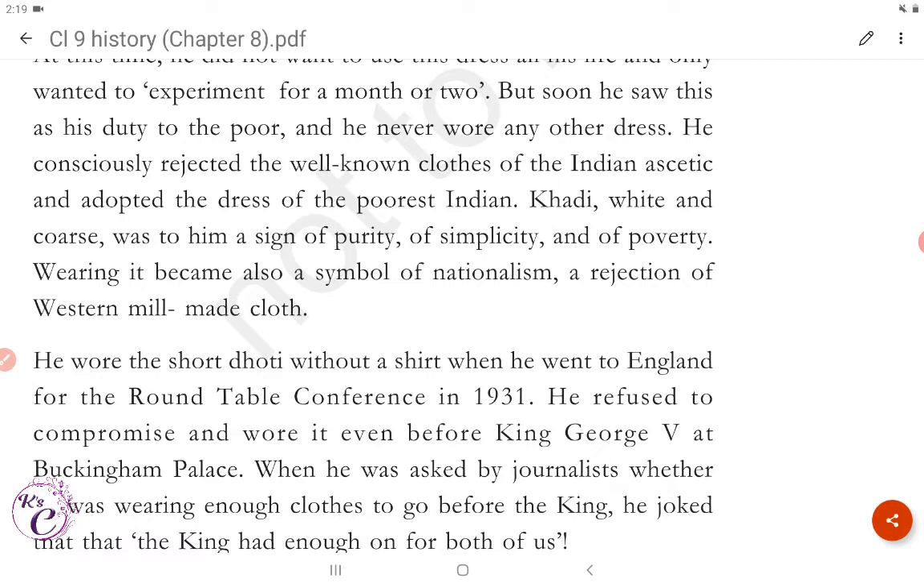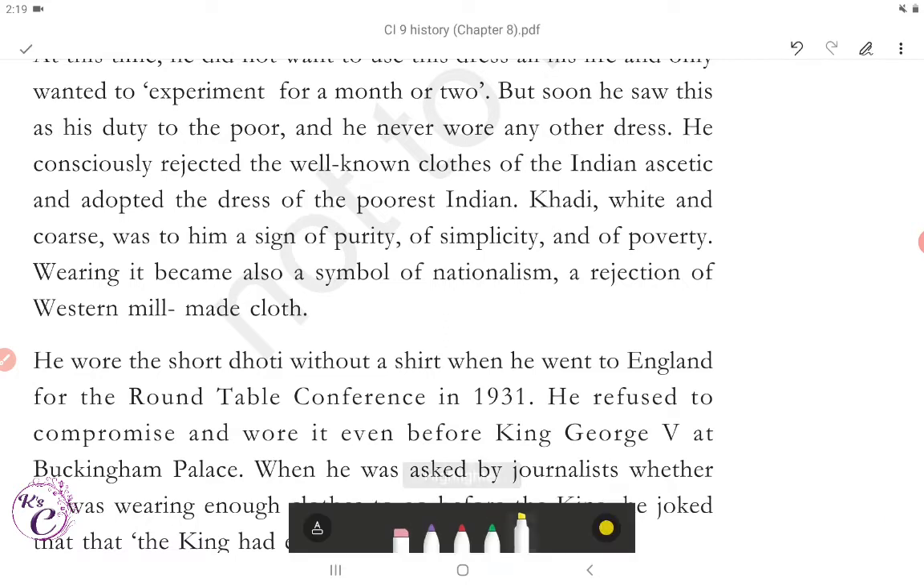Khadi, white and coarse, was to him a sign of purity, of simplicity, and of poverty. Wearing it became also a symbol of nationalism, a rejection of Western mill-made clothes.